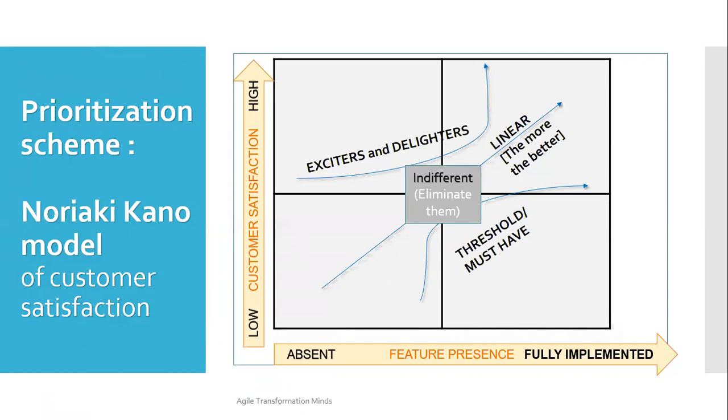And there is one more, that is indifferent. This means low-priority items in your product backlog which you need to eliminate. This is what we learned in value stream mapping: try to eliminate the features that don't add value to the customer. In the Kano model, they come at the center. These are the features that don't add any value to the customer. So this is the Kano model for customer satisfaction.